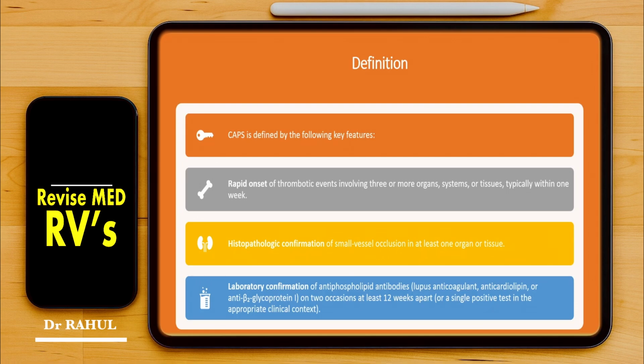Even a single positivity in APS antibodies will be considered if there is an appropriate clinical context. If all these features are present, then we say that the patient is having CAPS. Otherwise, if they are not satisfying all 3 criteria, then we call them probable CAPS.